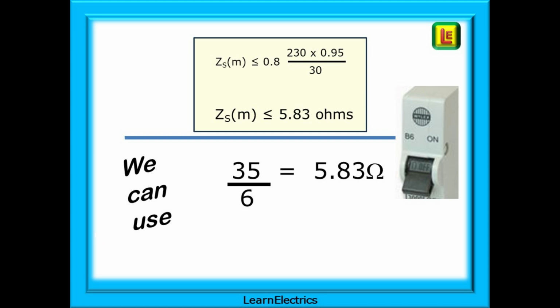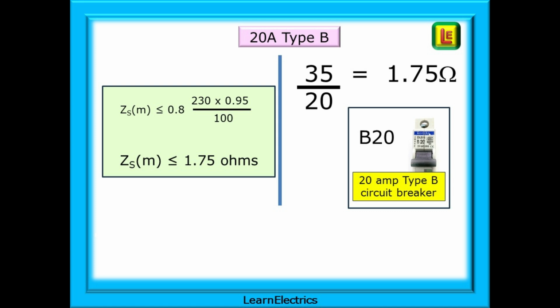But we could save ourselves a lot of calculator time by just dividing the magic number, which is 35, by the nominal rating of the circuit breaker, in this case 6 amps. 35 divided by 6 is 5.83 ohms, depending how you round up or down the decimal places. So much easier. We've just done in a few seconds what the long way round has taken several pages and many minutes to calculate. And it works for all BS EN 60898 breakers and 61009 RCBOs.